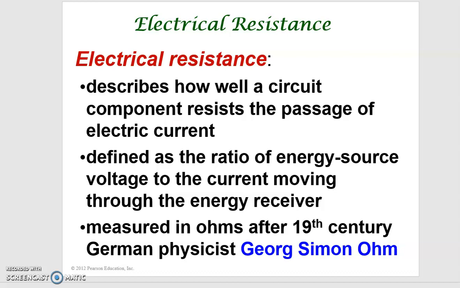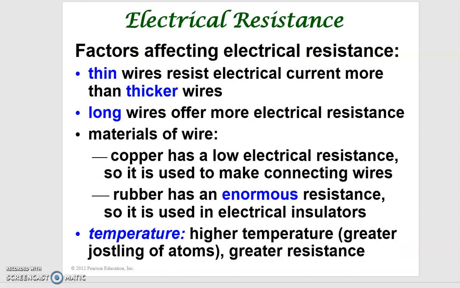This quantity was defined in the 19th century by Ohm. The SI unit for resistance is the ohm. This is the value you also saw in our previous experiment. There are several factors that affect the value of the resistance.